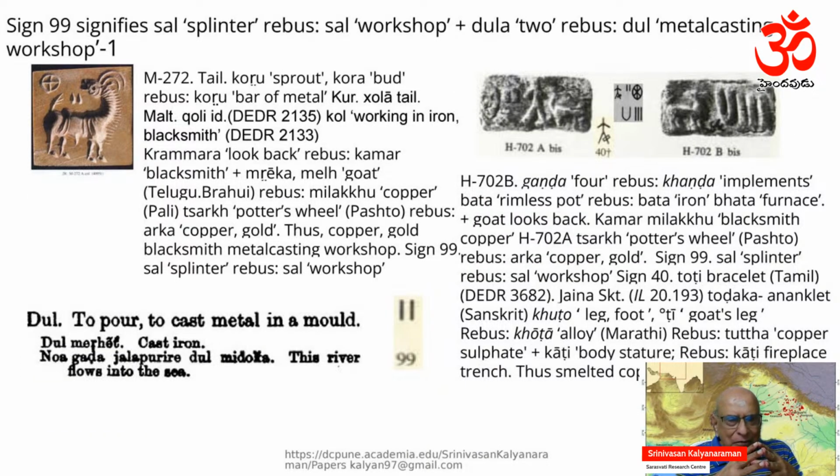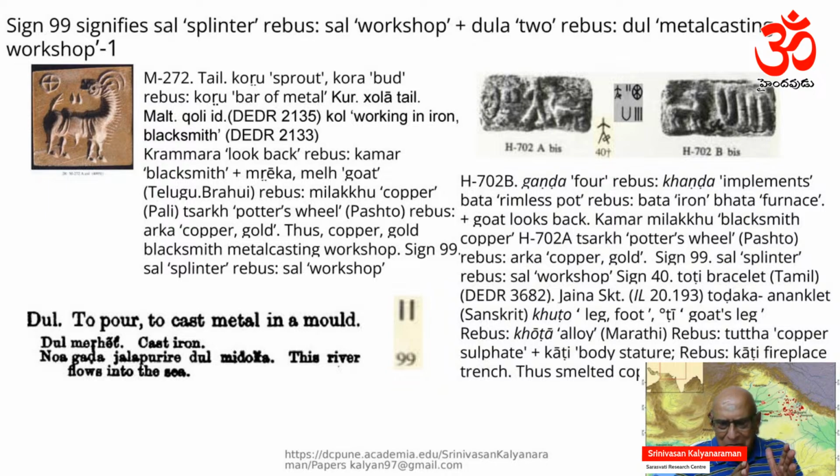Same inscription continues. Poru, sprout or a bud. Poru is a bar of metal. Rebus word: pola is a tile. Poli is a tile. DEDR 2135. Pol is working in iron, blacksmith. Pol hay is smelter. Ramara is look back. Kamar, blacksmith. Reka, mel, coat. Telugu. Simple sounding word. Rebus, melako, copper. Sark is a potter's wheel. Rebus, arka, copper, gold. Thus copper, gold, blacksmith, metal casting workshop. Sal, splinter, sal workshop. Metal casting workshop. Dul is to cast metal.